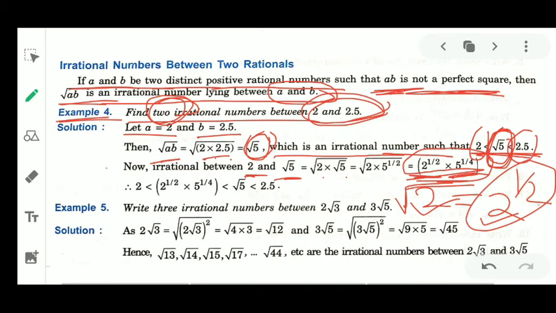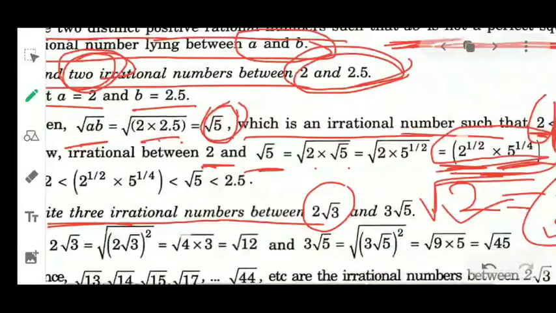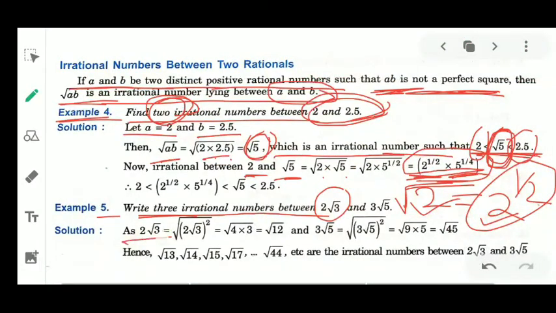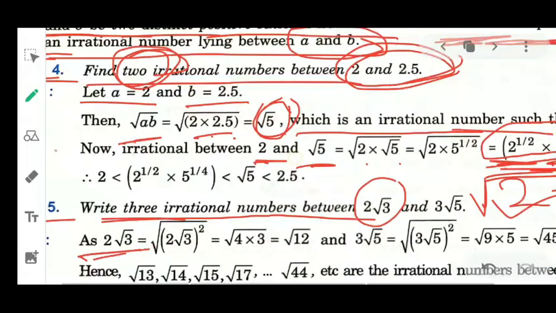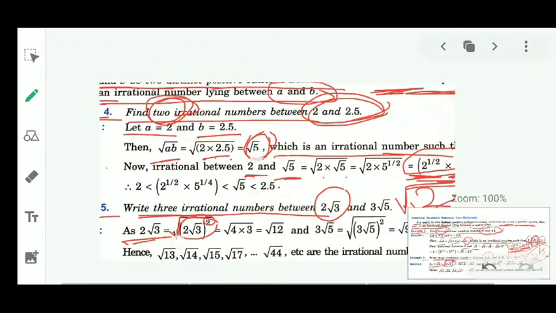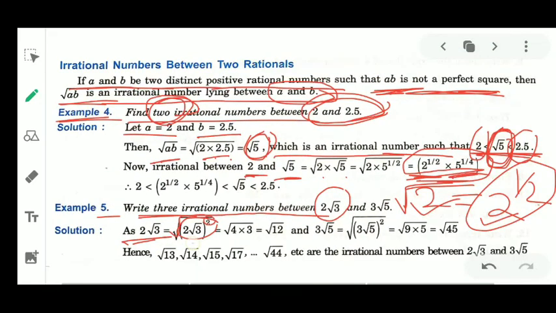Now we have example 5. Write three irrational numbers between 2 root 3 and 3 root 5. For that, first we'll take 2 root 3, and instead of 2 root 3 we can write root over of (2 root 3) squared. Both are the same because the square and the root cancel. So here we have (2 root 3) squared. Square of 2 is 4 and square of root 3 is 3. Then 4 into 3 will give us root 12.